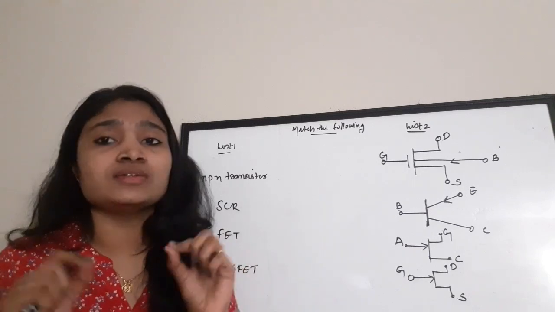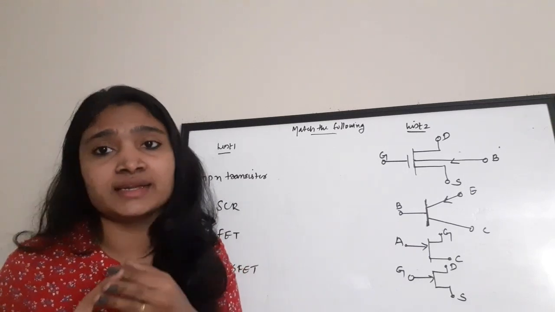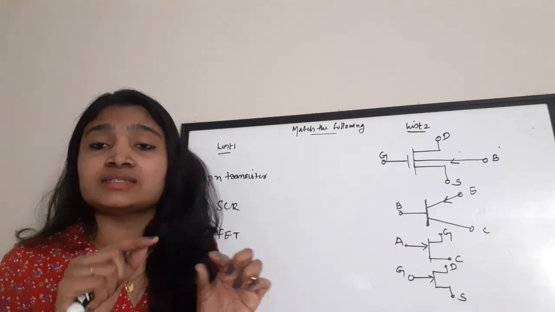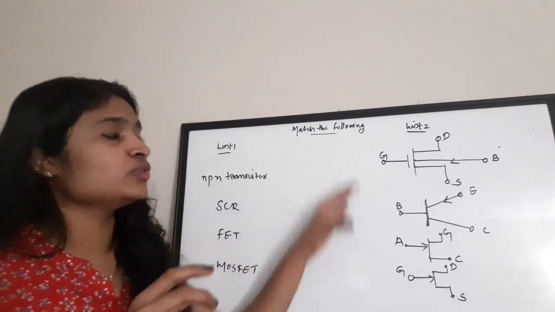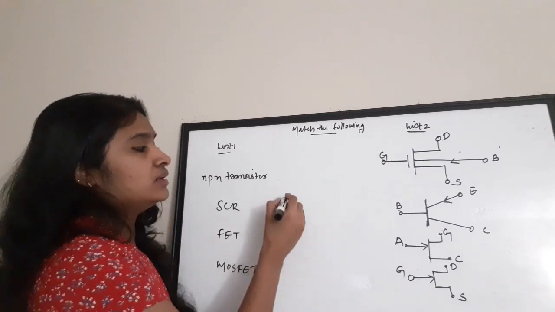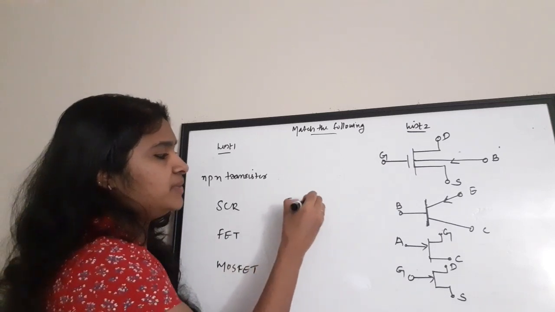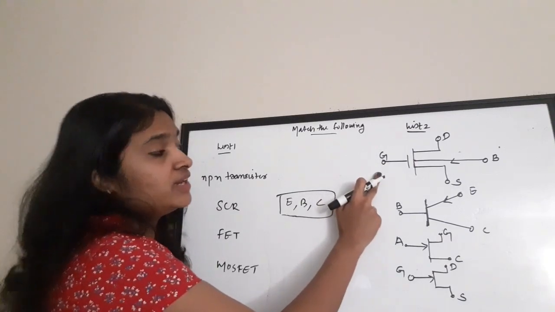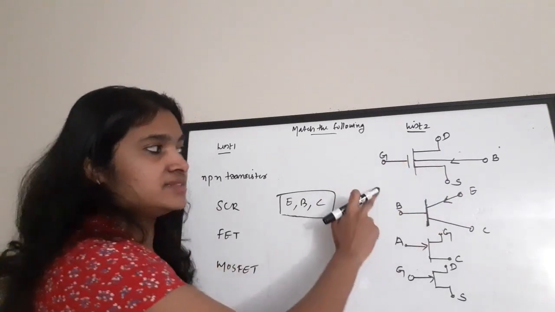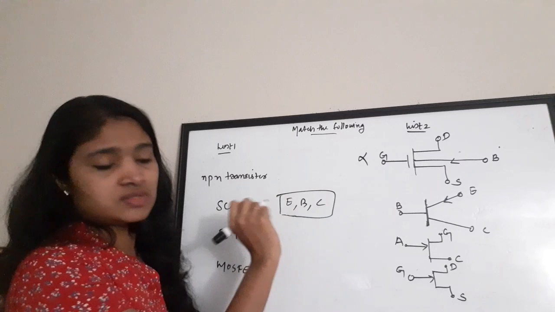So from this list, we have to look for the symbol which consists of emitter, base and collector, rather than just going for the symbol's icon or just the direction. Just look for the values or the names, E, B and C. For this we have to look. So for the first figure, we cannot find any E, B and C, right? So this is not an NPN transistor.